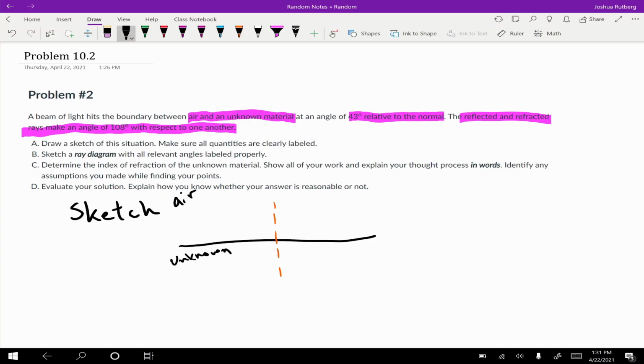Myra, I can't draw if you're sitting on my computer. There we go. Sorry about that.